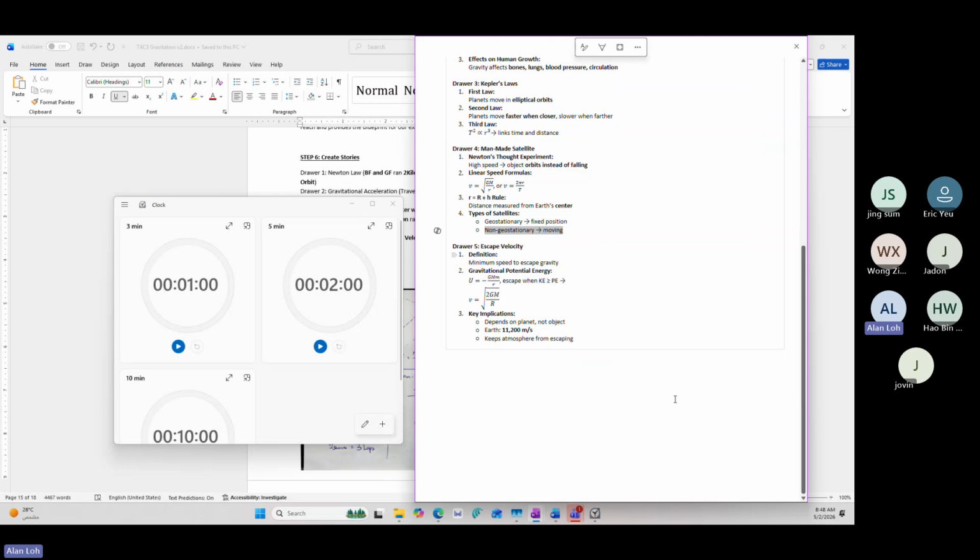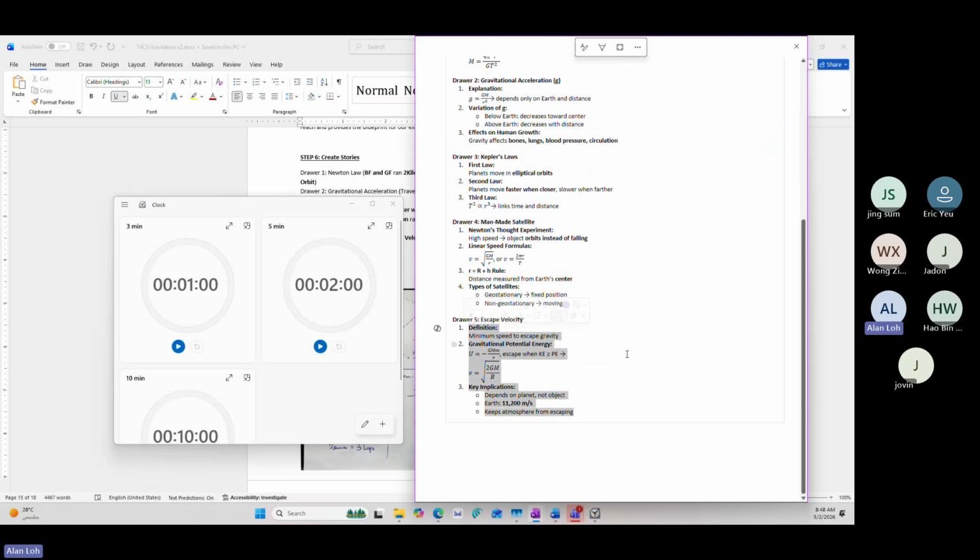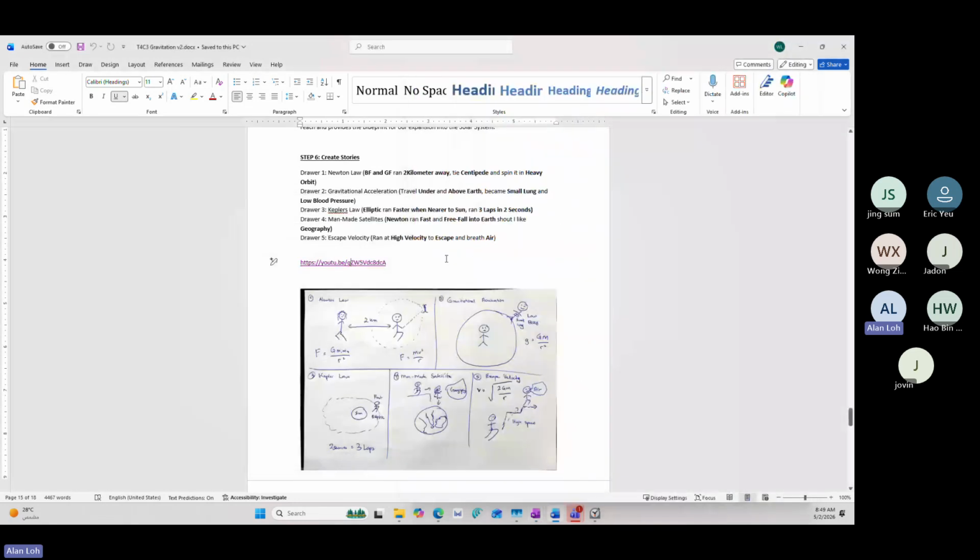And then there is escape velocity. If you need to escape from the Earth, what is the velocity that you need to have in order to escape? Okay, so that is step 2, and there is this key information. So let's proceed to step 3.